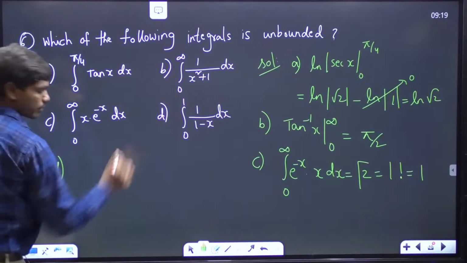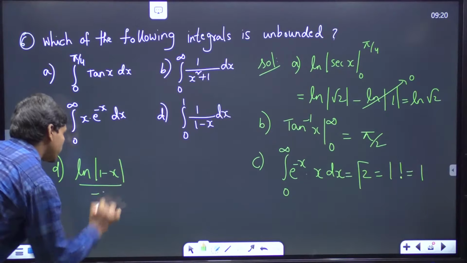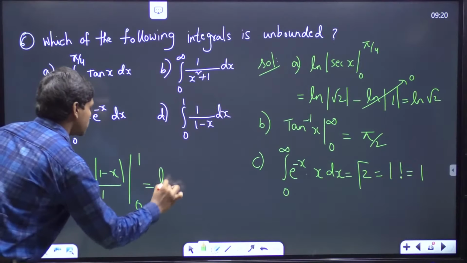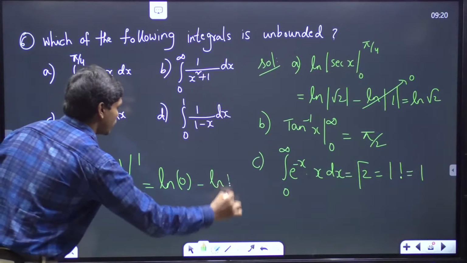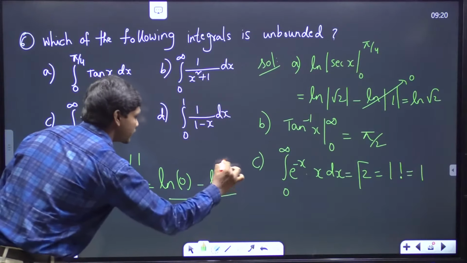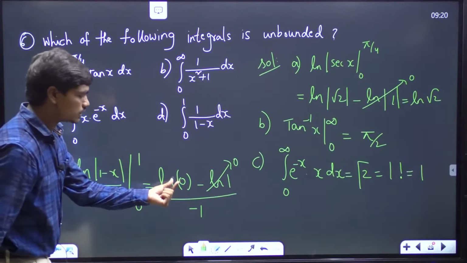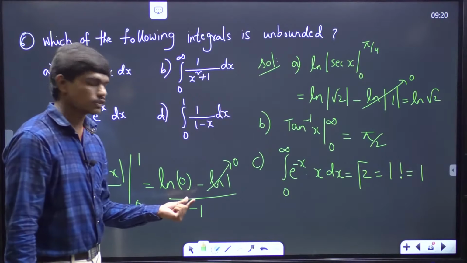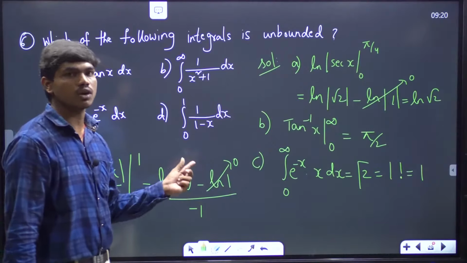D. Integration of 1 by x, log mod 1 minus x divided by minus 1. So if you go for this within the limits 0 to 1, when you substitute 1, you will be getting log 0 minus log 1 divided by minus 1. This is 0, definitely. But what's the value of log 0? It's not finite. Correct? Since there is base e, log 0 is minus infinity, and there is a minus sign here. So we can write the answer is infinity, which is not finite here.